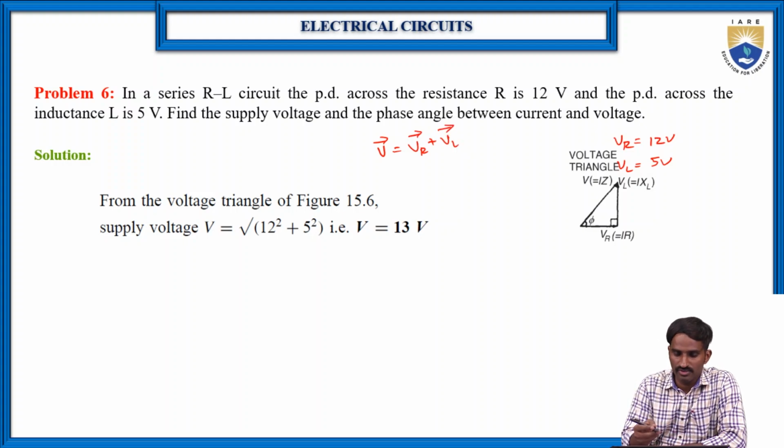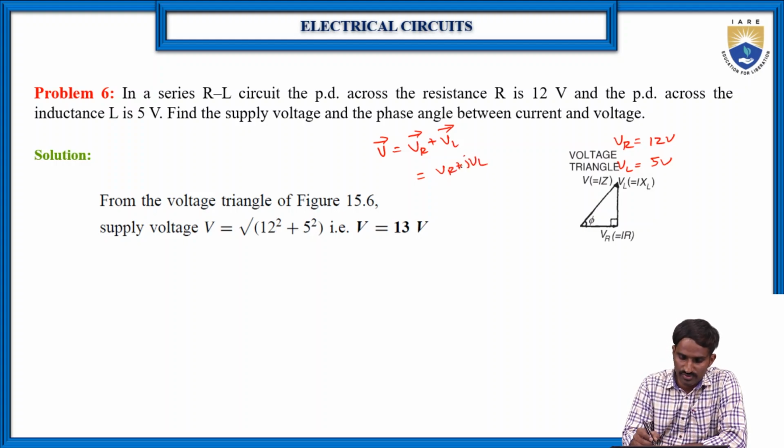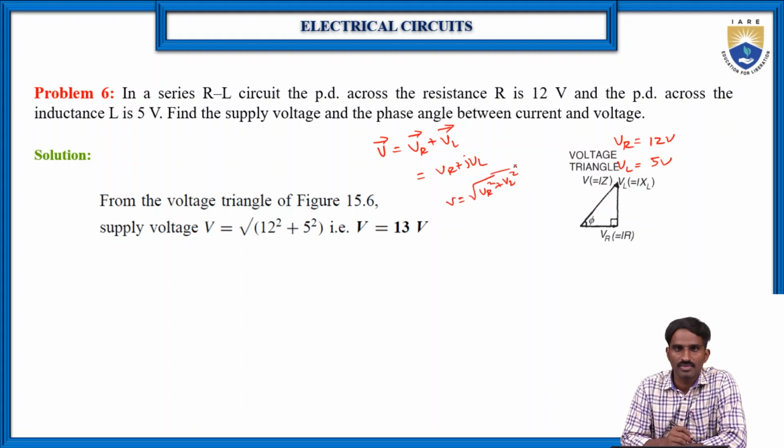Or in other words, we have already found VR plus jVL, right? So here V is equal to the square root of VR squared plus VL squared. VR is equal to 12 and VL is equal to 5, then the square root of VR squared plus VL squared is equal to 13 volts. So this is the supply voltage.